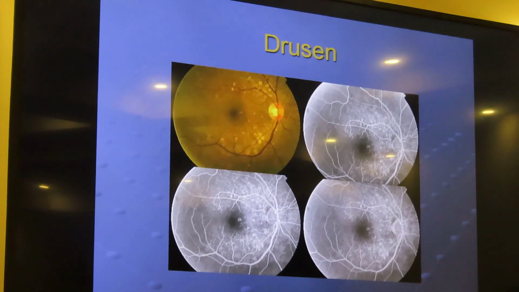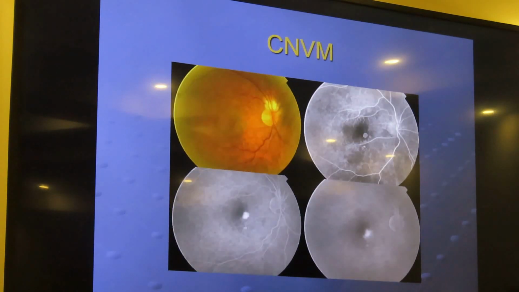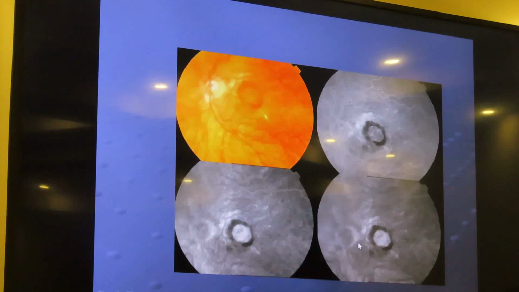CNV. Okay? This is a choroidal neovascular membrane. You're seeing very early leakage. You see this area, which is increasing in both size and intensity. Then you're going to be suspicious of CNV. This is also CNV, but it is surrounded by hemorrhages, which is called occult CNV.